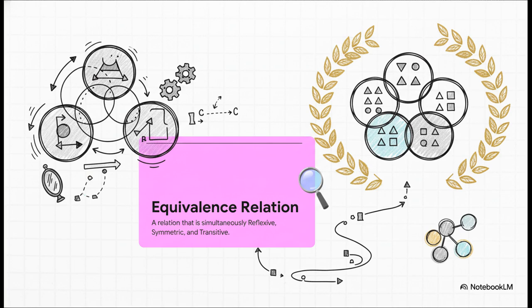A relation that has all three properties is so powerful because it does something incredible. It groups elements that are equivalent, or the same, in some important way. It neatly sorts a whole messy set into meaningful, separate categories.